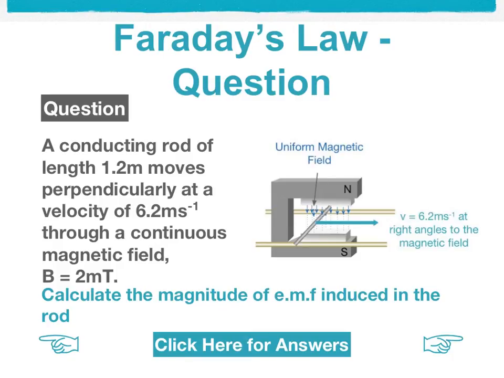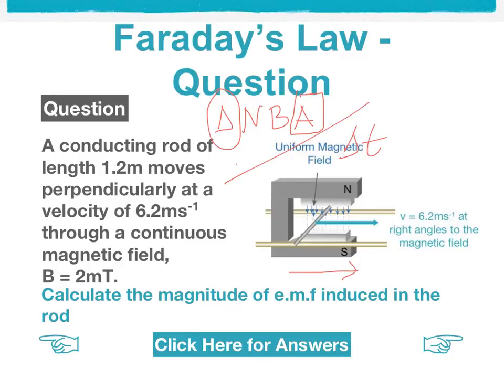So how do we do this question? Remember, our relationship is delta NBA over delta T. I'm not worried about the cosine because there's no angle here. So what exactly is changing here? Well, it's moving, so we're considering the change in area that we're cutting, okay? So this little bar is moving this way at a speed of 6.2.